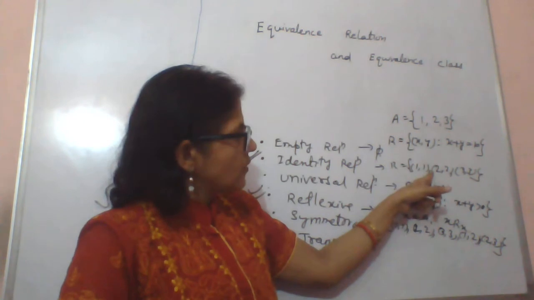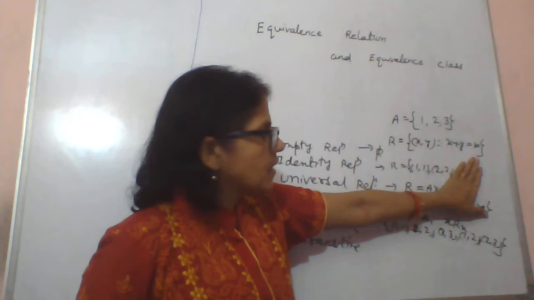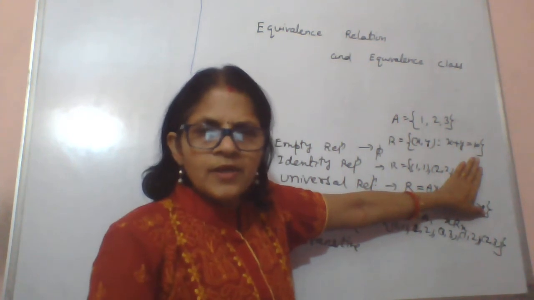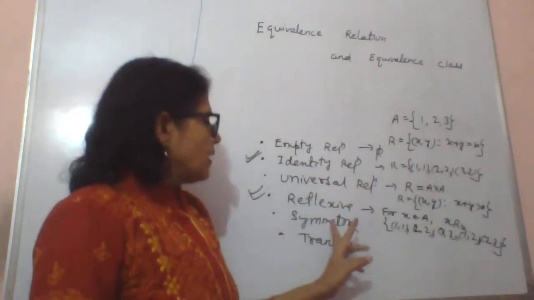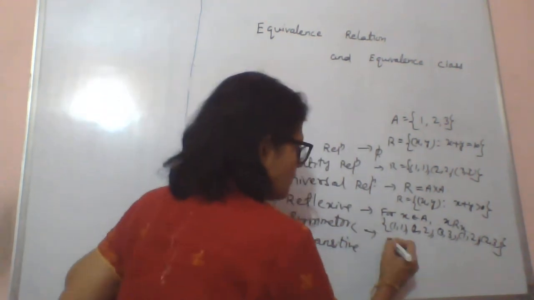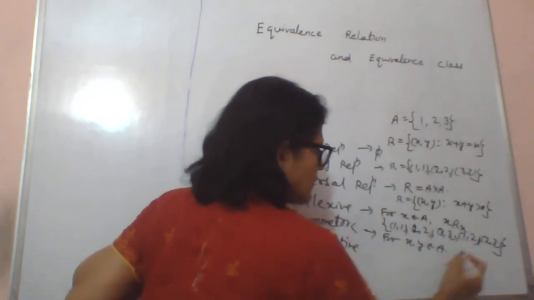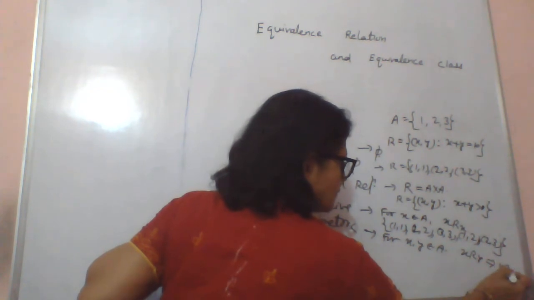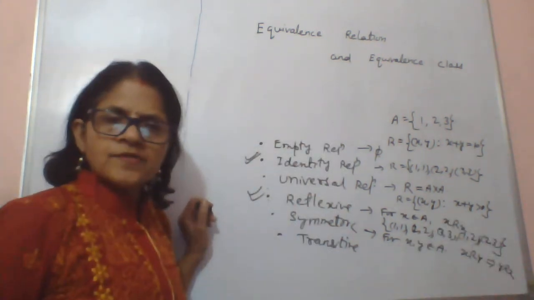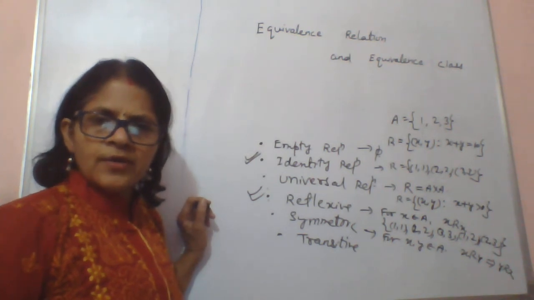Here you cannot take, even if you take (1,1), (2,2), you do not take (3,3). Still it cannot be an identity relation, because every element has to be taken and every element has to be related only to itself. Now symmetric: for x, y belonging to the given set, x R y implies y R x. It means here we consider x related to y implies y is similarly related to x.